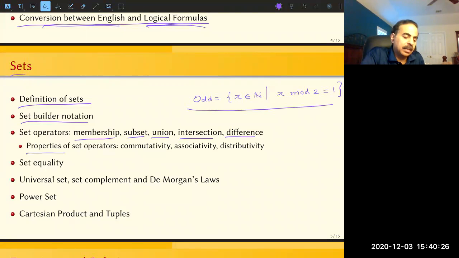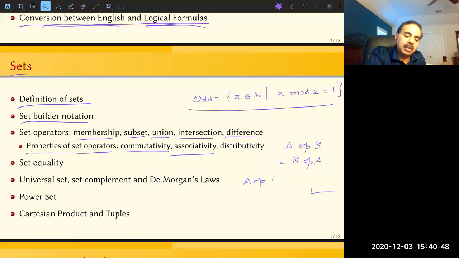And we looked at properties of these operators, such as commutativity, which means that A op B equals B op A. That is commutative, which basically says that the order of the operands can be switched. Associativity says that A op B op C can be parenthesized in two different ways, and both ways of parenthesizing are equivalent.